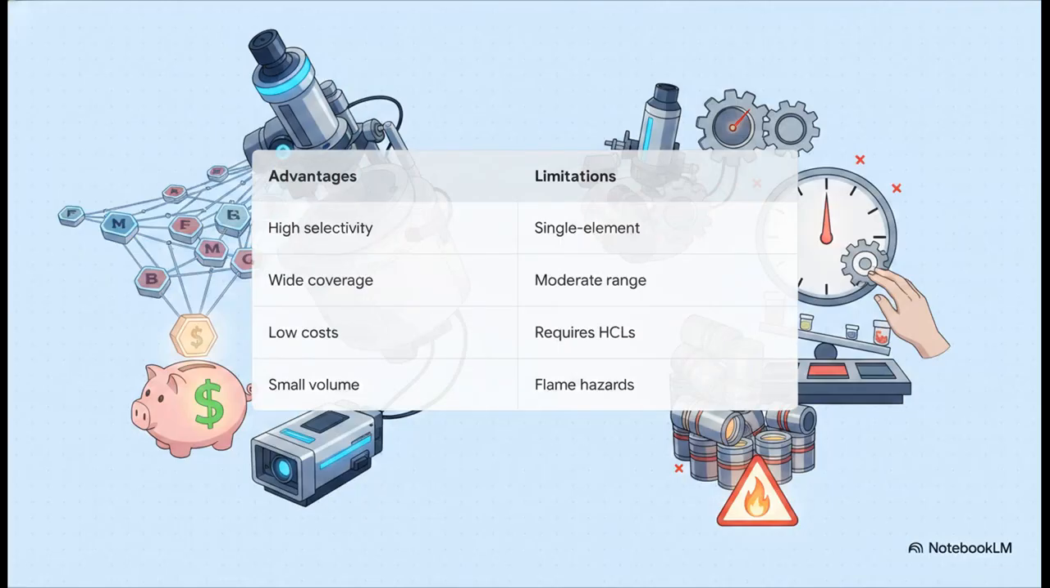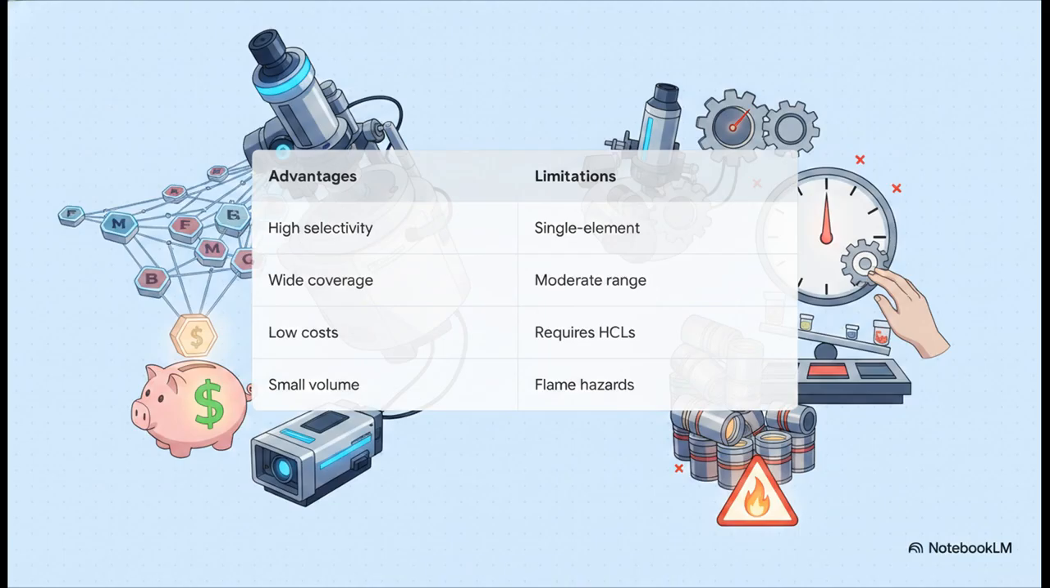While it's a fantastic tool with awesome sensitivity and surprisingly accessible operating costs, we have to be real about the limitations. Sure, you can analyze about 70 different elements, but traditional AAS forces you to physically swap out a specific hollow cathode lamp for every single one. It makes it a pretty slow, sequential, one element at a time process.